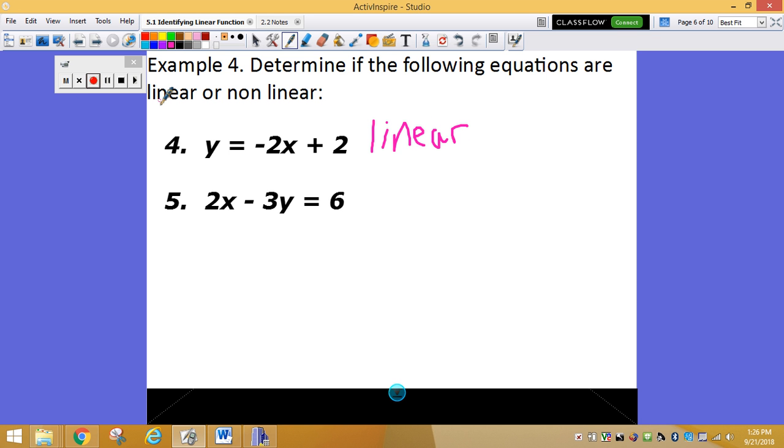And again, let's just go through our rules. There's no exponent, so we're good there. X is not in the denominator. We're good there. X and y are not multiplying, and y is not in the denominator, so we're good there.